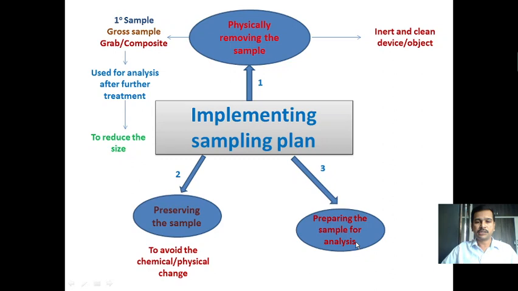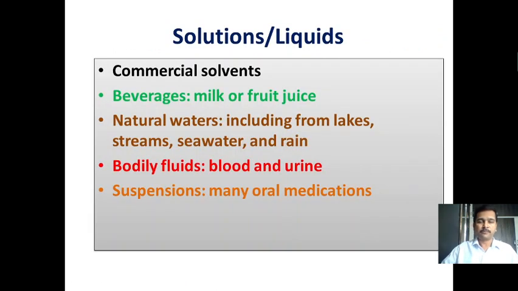That may be converting the solid sample into solution form, or, for a liquid sample that may contain many unwanted species, removing all those unwanted species by performing an extraction step or something else, so that the sample is ready for analysis. Therefore, these are the three important steps of implementing the sampling plan. Let me take them one by one. What are the implementation steps for handling liquid samples, solid samples, and gaseous samples?